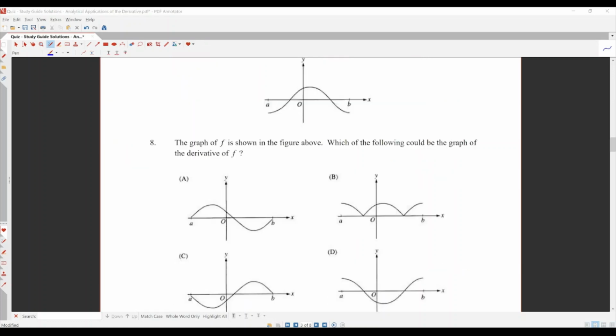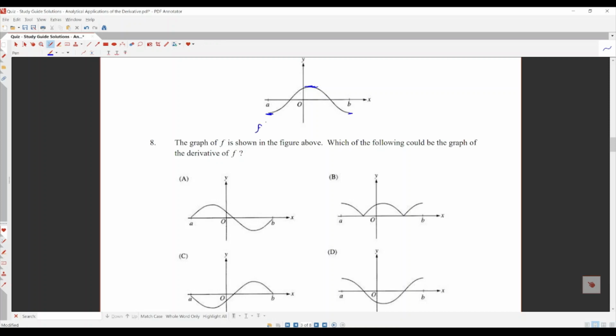All right, number 8. The graph of f is shown above. Which of the following could be the graph of the derivative of f? Personally, what I do a lot of times here is I look for those maxes and mins. So we have a minimum here, or that is where the graph is approaching a horizontal tangent line up here, and approaching a horizontal tangent line here.